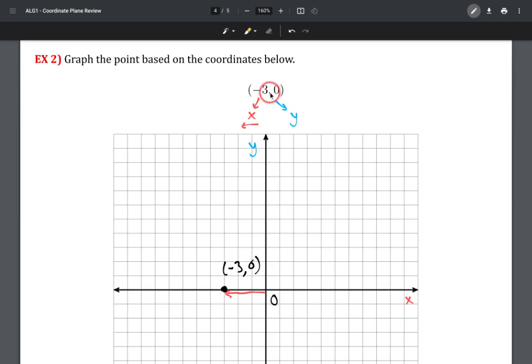So if you happen to see a 0 in either of these coordinates, it just means that we don't need to move in that particular direction.